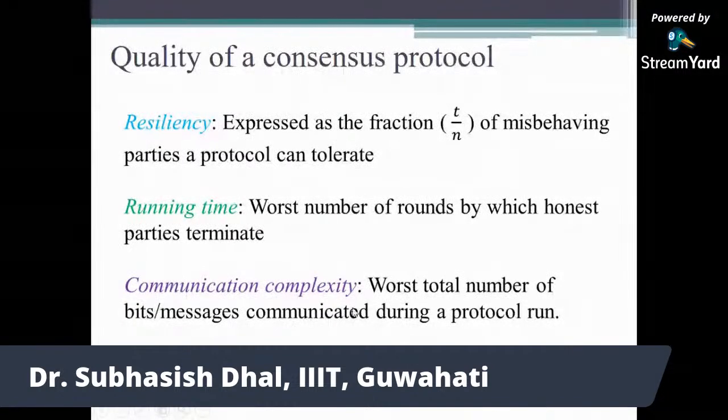Next one is communication complexity. This measures the worst total number of bits or messages communicated during a protocol run. So what is the maximum communication needed when your protocol executes? These are the three parameters using which you can judge the quality of a consensus protocol, or compare multiple consensus protocols to judge which is best suited for your problem.